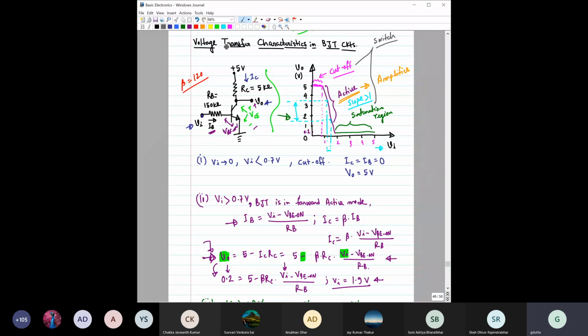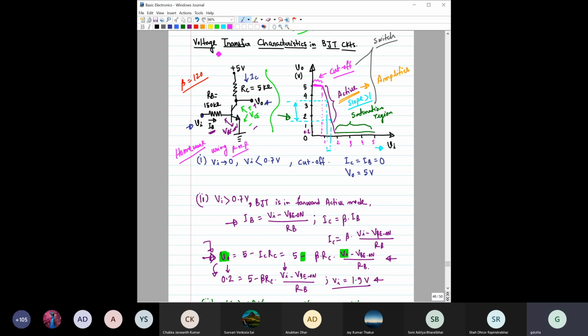Okay, so one more thing here. This voltage transfer characteristic we have shown using an NPN bipolar junction transistor. So homework is, please do the same using a PNP bipolar junction transistor. When you do it using PNP, you will see that this voltage transfer characteristic will change a bit. I request you to please do it at home: replace the NPN with a PNP transistor, do the same analysis, and try to find the voltage transfer characteristics.